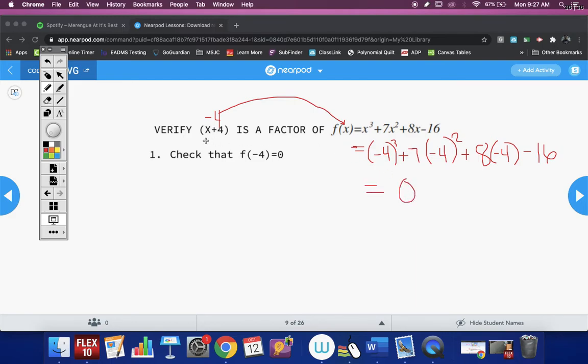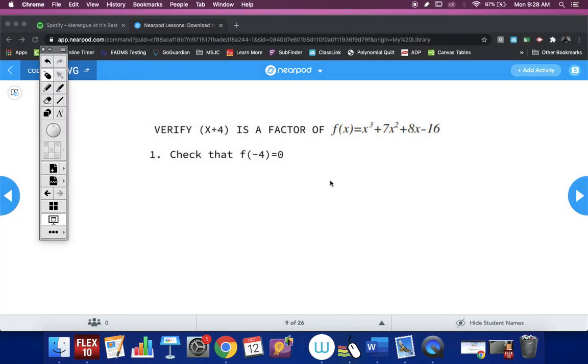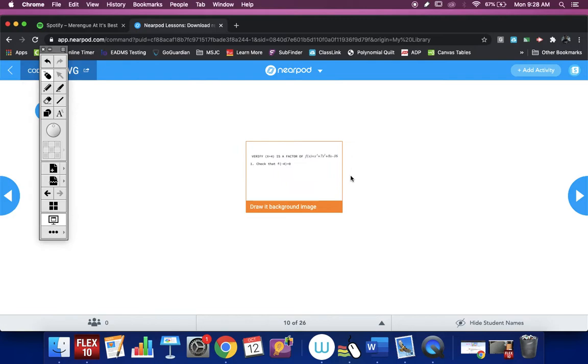Yes, x plus 4 is a factor because when I plug in the 0, -4, I do end up with 0 as my answer for f of -4. That's just a quick check. And then sometimes we're asked, check if it's a factor, and then if it is a factor, go and factor the whole thing out now that you know what one of the factors is. So we can use division for that.